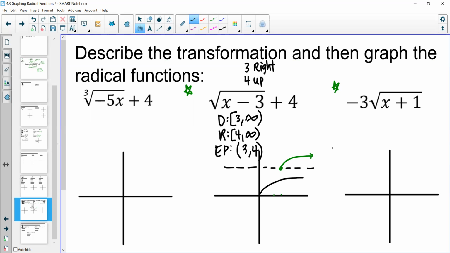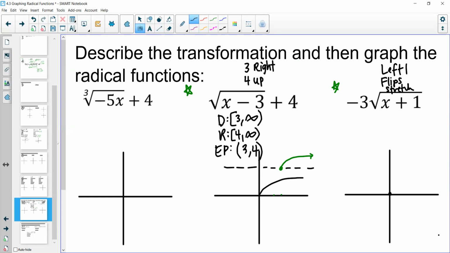Now, let's take a look at this other one here and describe what this one does. Now, this one goes to the left 1. This -3 tells us that it flips, and this 3 tells us that it's going to stretch what it does, or it's going to get wider. So now let's talk about what this will look like.